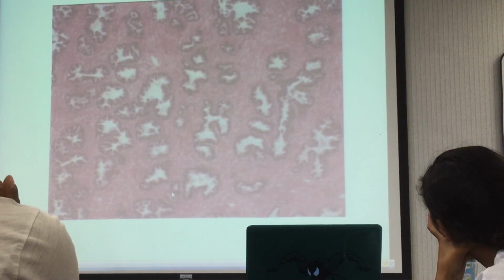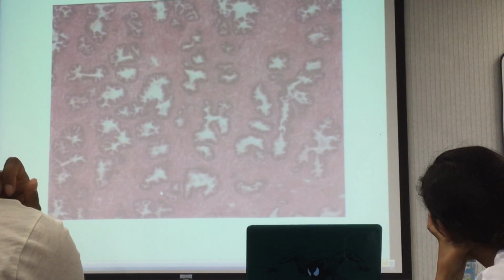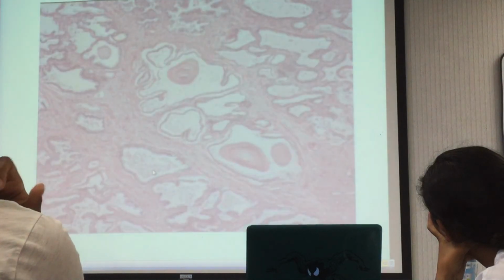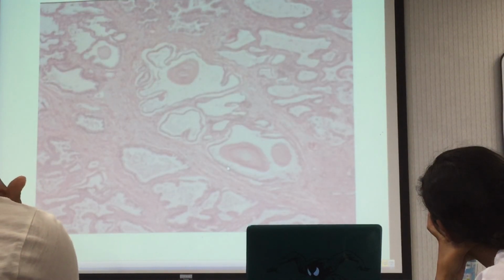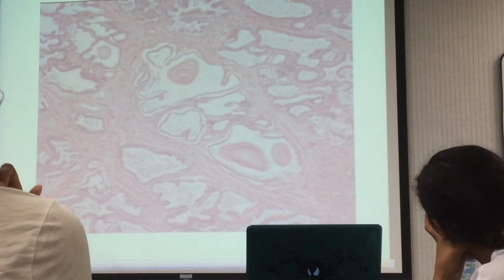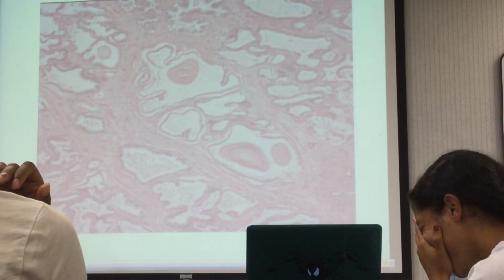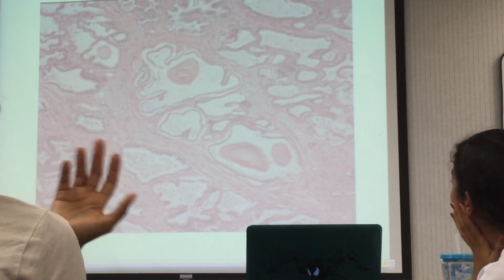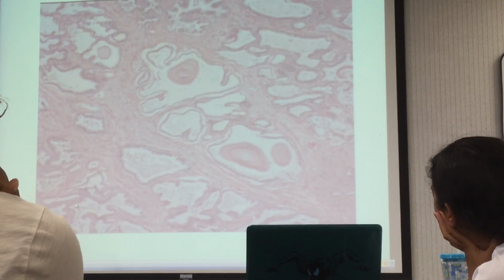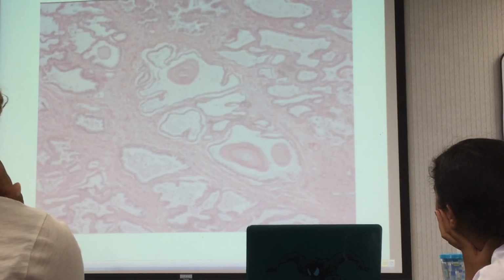Okay? Prostate makes up 30% of semen. And this is a young prostate, this is an old prostate. Why? Because you see all these structures. What are those called? Prostatic concretions. And these are not signs of disease, they're just seen in males.